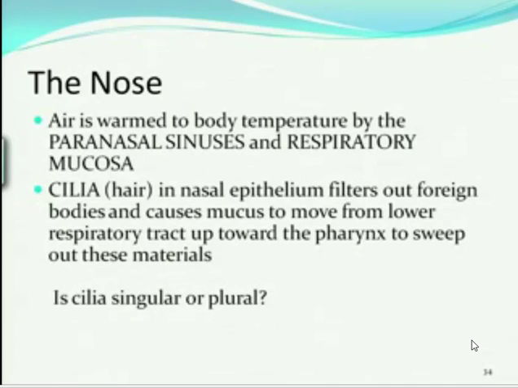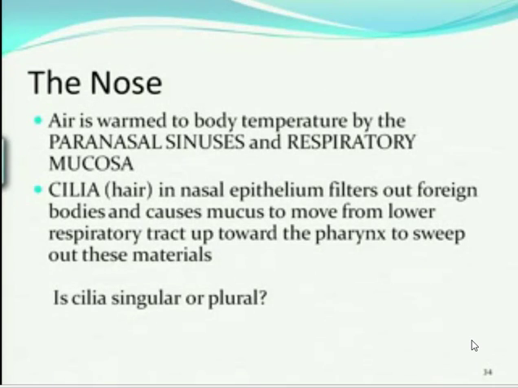Now, if you can breathe in through your nose, it's easier for the air to be warm to body temperature. You breathe in through your mouth, it will also be warm to body temperature eventually, but it's faster if it goes through the nose. And so the paranasal sinuses and the respiratory mucosa warm up that air. So you might have been out on a cold, cold day, and you can actually feel the cold being brought into your lungs on that cold, chilly day.